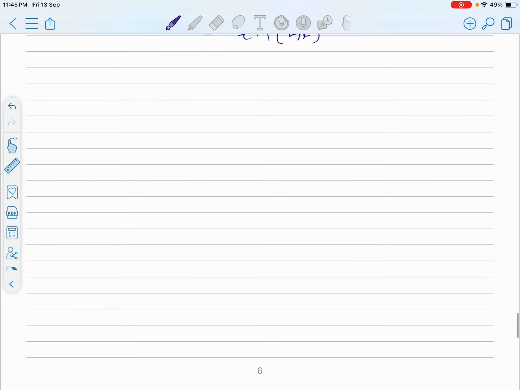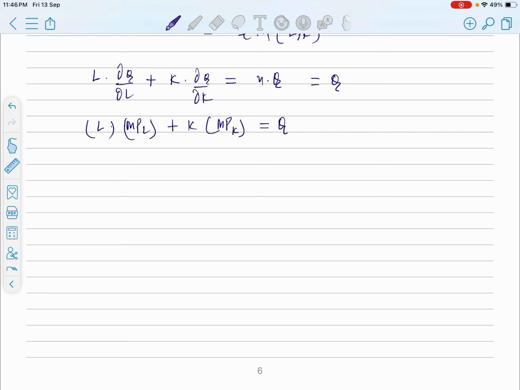Now we need to verify the Euler theorem. What is the Euler theorem? Euler theorem says that if L is multiplied by the partial derivative with respect to L, plus K multiplied by the partial derivative with respect to K, then it is equal to n times Q. Here n, that is the power of t, is 1, so we can write Q. That is, L times the marginal productivity of labor plus K times the marginal productivity of capital must be equal to the production function itself.